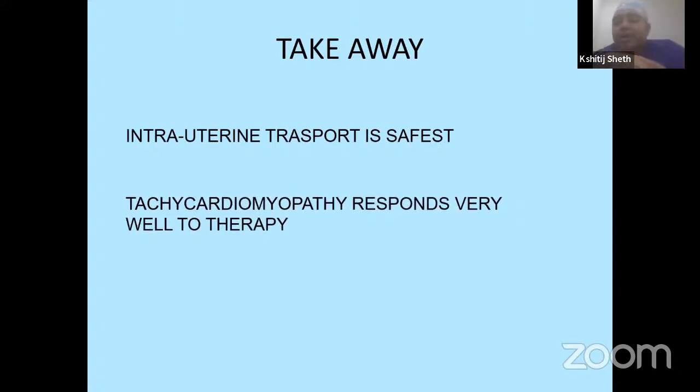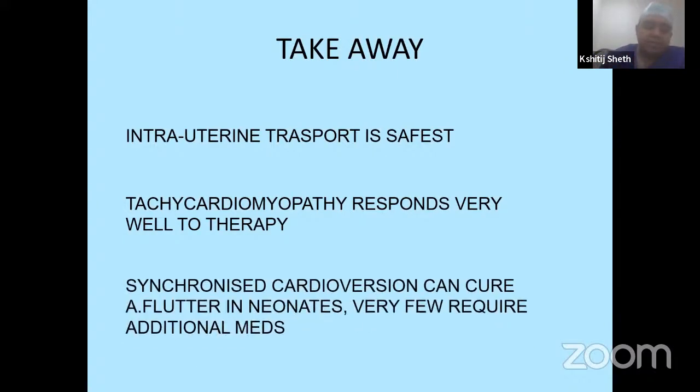The condition the child had is broadly called tachycardiomyopathy, where because of arrhythmia, the ventricular function is down. And these tachycardiomyopathy patients respond very well to therapy. Once the rhythm is normalized, the ventricular function improves. So it is something which is curable and should not be missed. In neonates, as I said, cardioversion can cure atrial flutters. Very few require additional medications in future. So this child was completely cured.